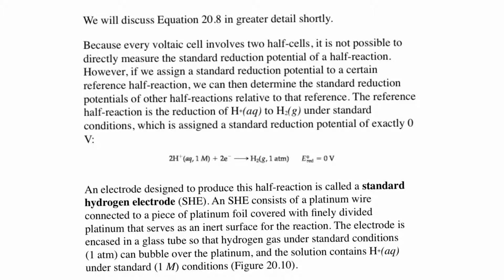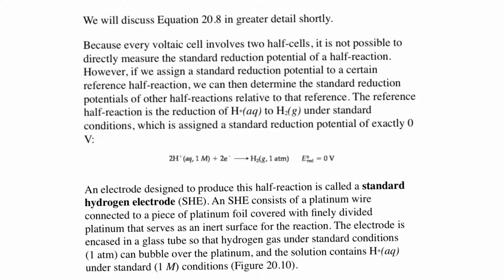Because every voltaic cell involves two half cells, it's not possible to directly measure the standard reduction potential of a half reaction. However, if we assign a standard reduction potential to a certain reference half reaction, we can then determine the standard reduction potentials of the other half reactions relative to that reference. The reference half reaction is the reduction of hydrogen ion to hydrogen gas under standard conditions, which is assigned a standard reduction potential of exactly 0 volts.